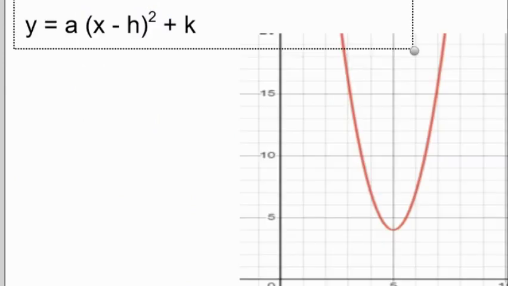Let me do another example for you. You're going to see that I'm going to keep going back to this vertex form of my quadratic. There it is.